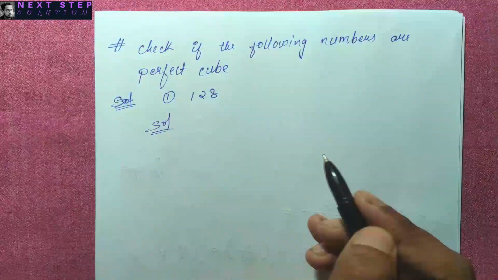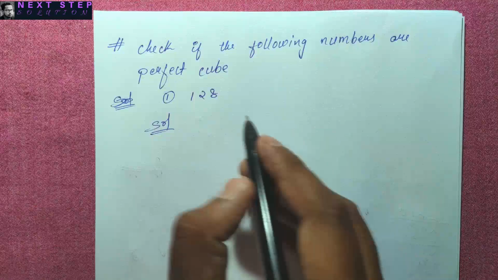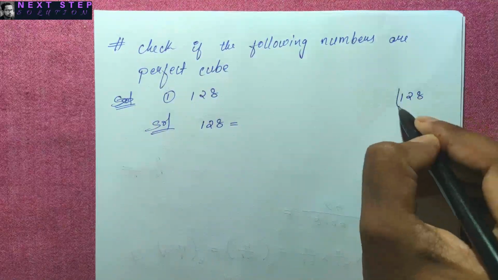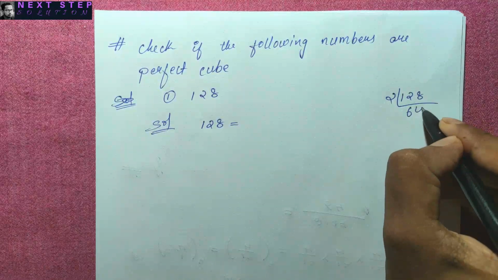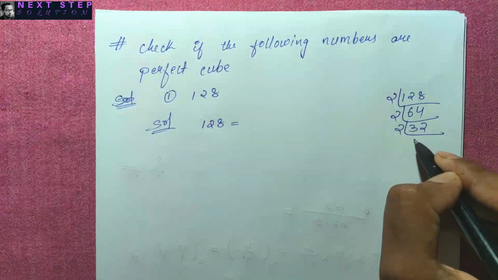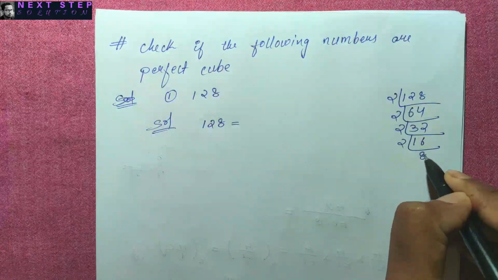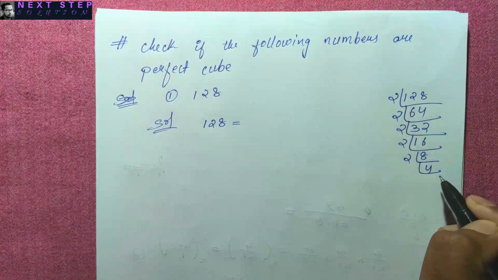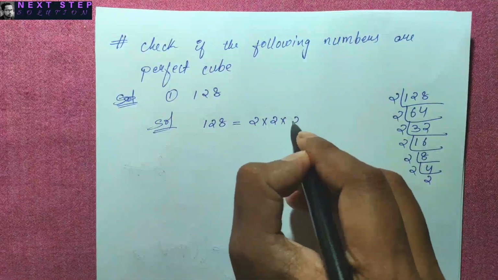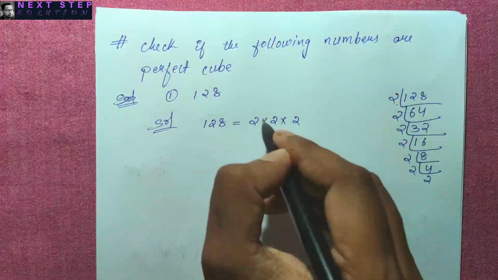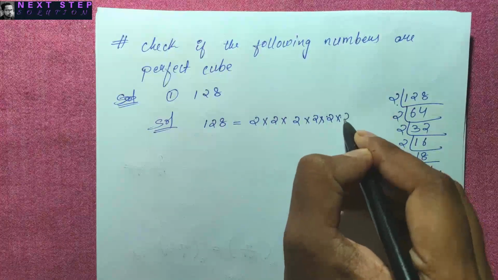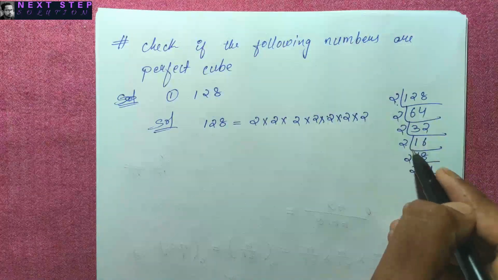Now, to find out whether 128 is a perfect cube or not, we need to factorize. 128 comes in the table of 2. 2 6s are 12, 2 4s are 8, then 2 3s are 6, 2 2s are 4, then 2 16s are 32, 2 8s are 16, 2 4s are 8, and 2 2s are 4. This can be written as 2 into 2 into 2, seven times in all.